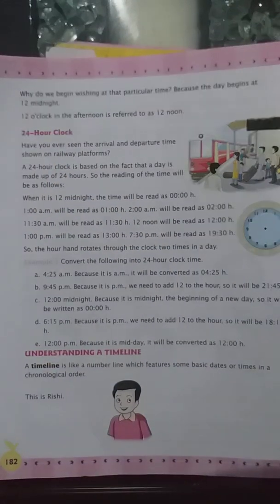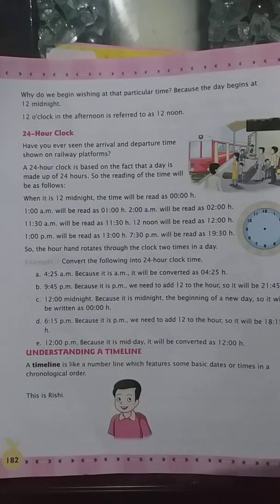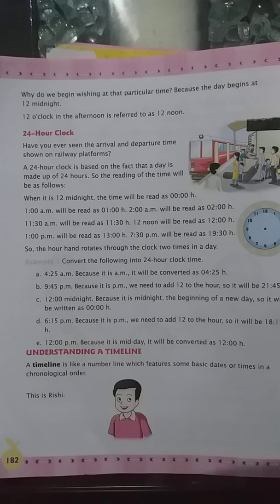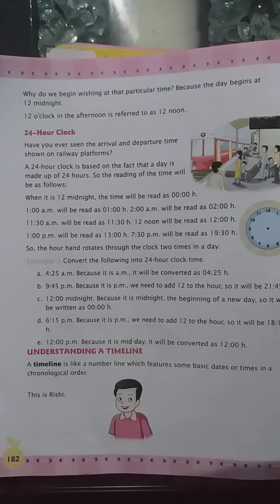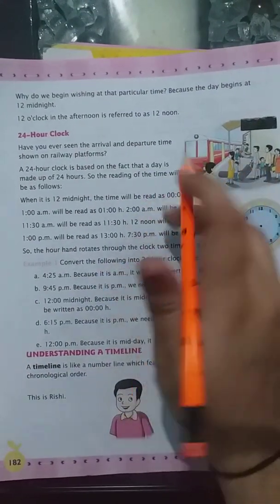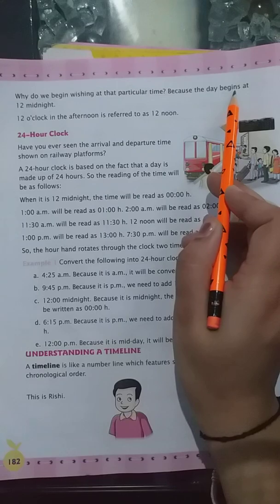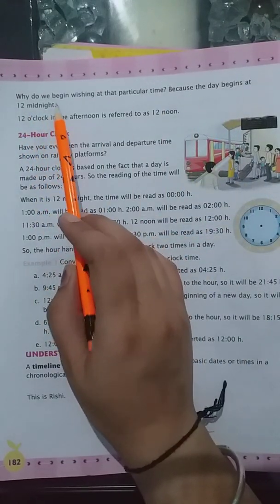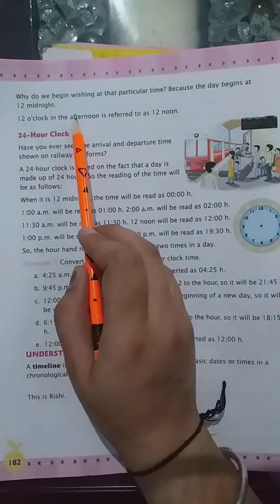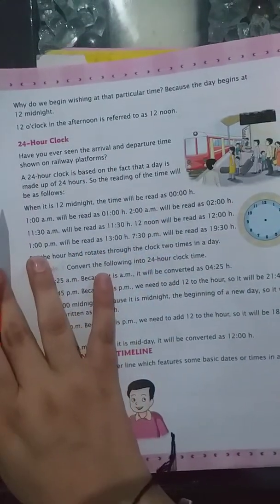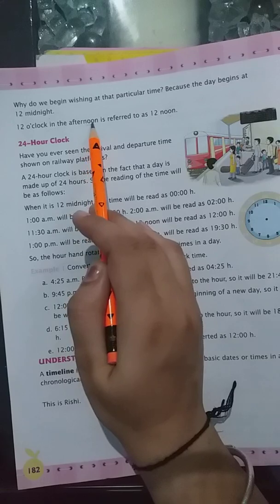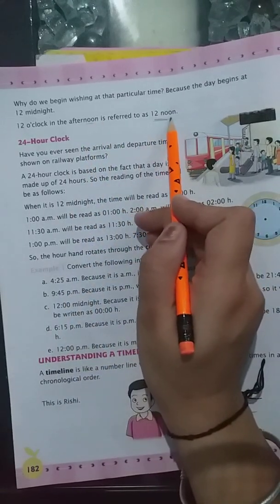So when anyone asks you the exact time when the new day starts, you can say that the day begins at 12 midnight. So that means 12 o'clock in the afternoon is referred to as 12 noon.